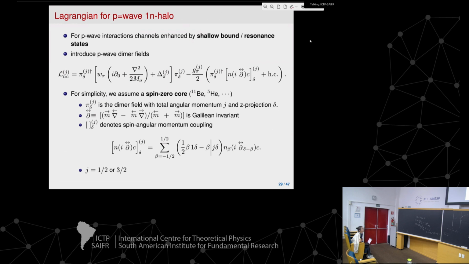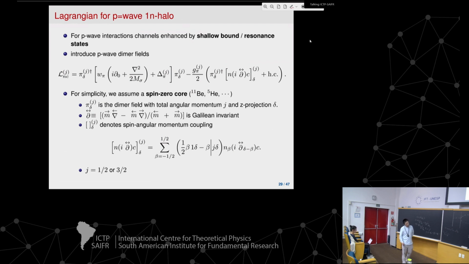One is J equals 1/2. The other one is J equals 3/2. So two different states. Basically, you will have two different p-wave interactions, which give you two different p-wave dimer fields. Assuming this J is either 1/2 or 3/2, you can then use the Clebsch-Gordan coefficients to couple the neutron spin with the angular momentum and generate these interaction operators.